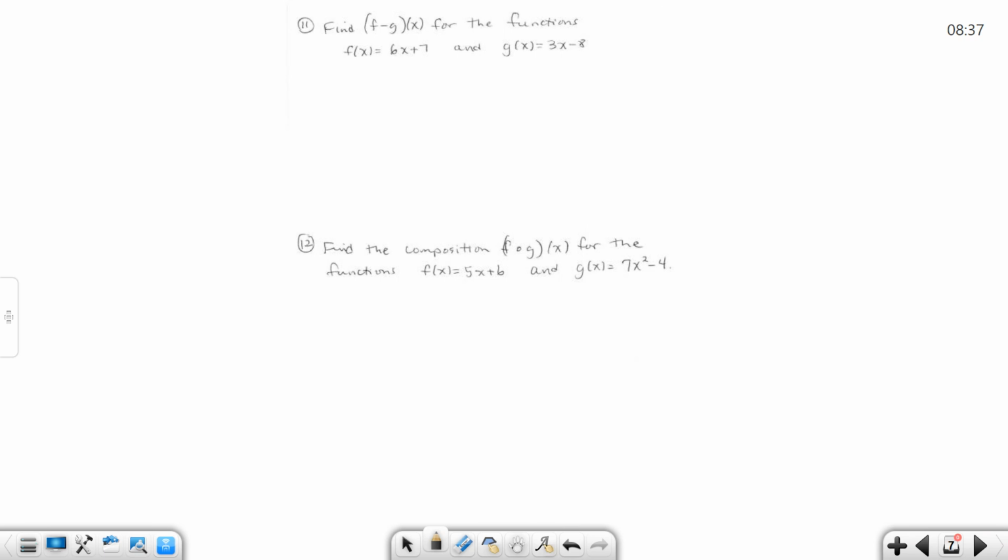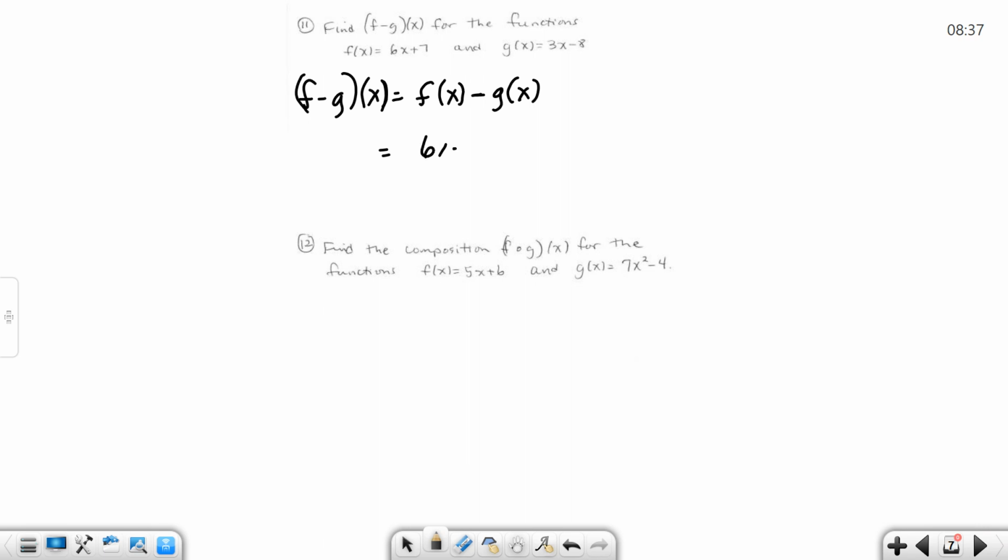In 11 and 12, we are given two functions and we want to do certain things with them. So in 11, find f minus g of x. Well, by definition, f minus g of x is equal to f of x minus g of x. So we're just going to put our functions in and work with them.